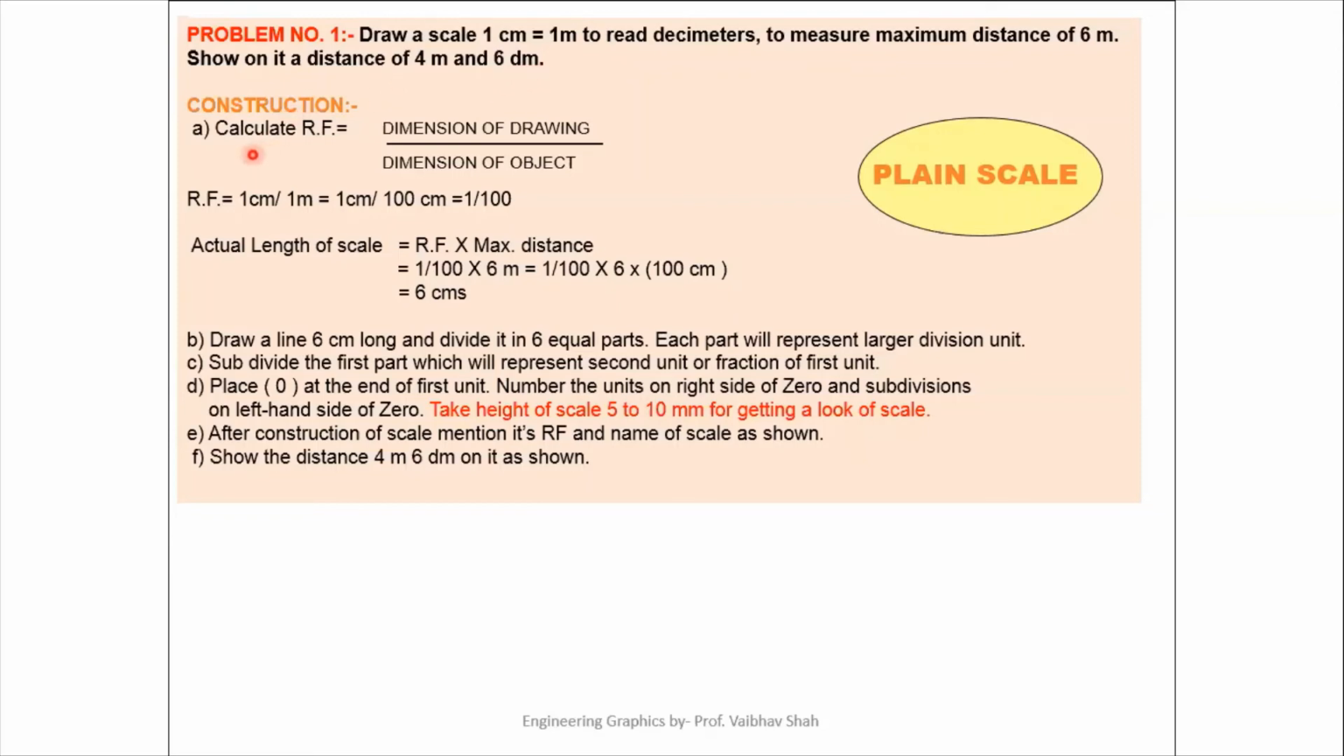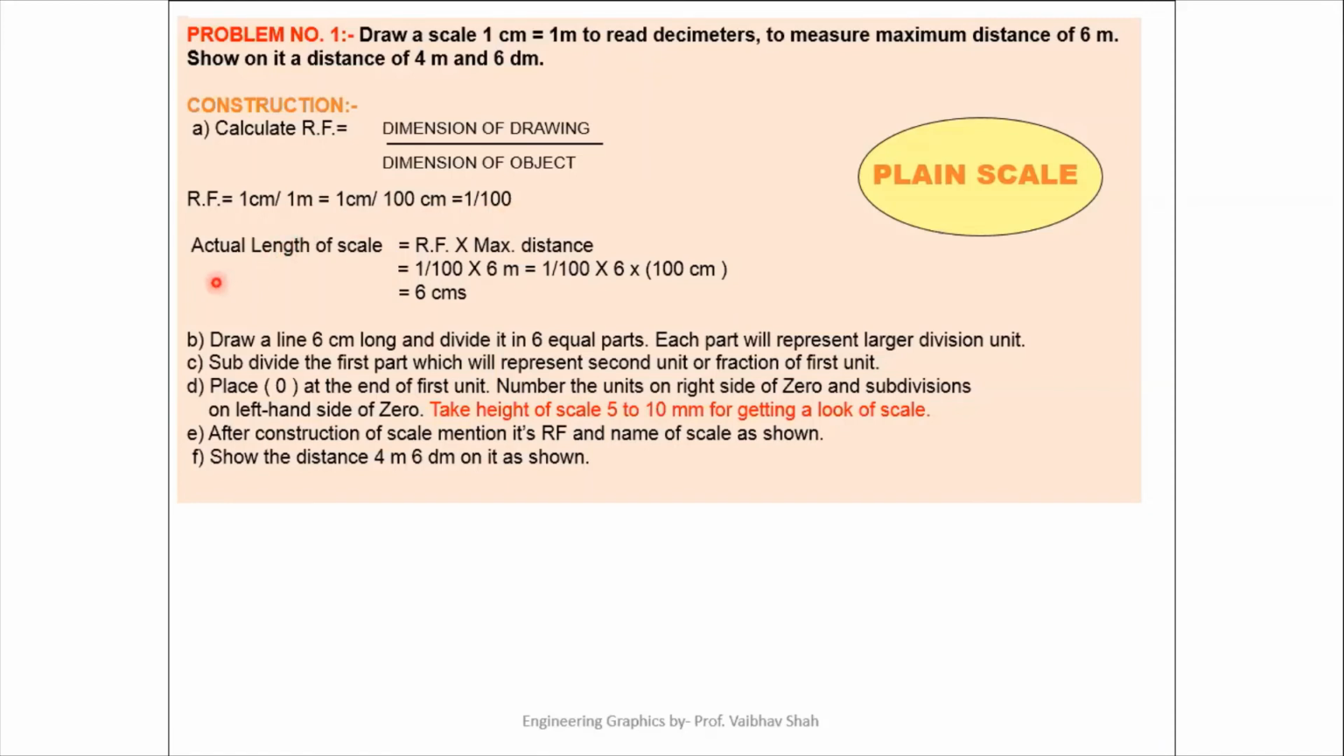So let us start. First, we'll calculate the RF from our given scale. RF is equal to the dimension of the drawing upon the dimension of the actual object. Our dimension of the drawing is 1 centimeter and the dimension of the object is 1 meter. So we'll divide 1 centimeter by 1 meter. Next step, we'll convert units into the lowermost unit. This is meter, this is centimeter, so we'll convert this meter into centimeter, which is the lowest unit. We'll replace 1 meter by 100 centimeter, because 1 meter is equal to 100 centimeter. Centimeter cancels, so we'll have 1 by 100 as our RF.